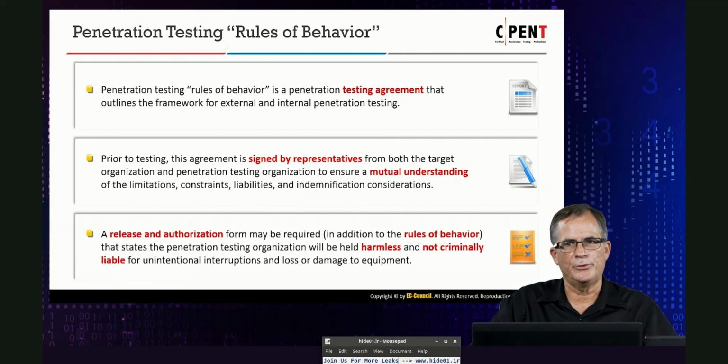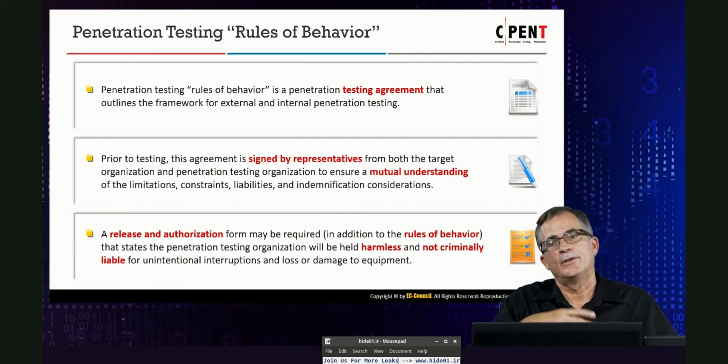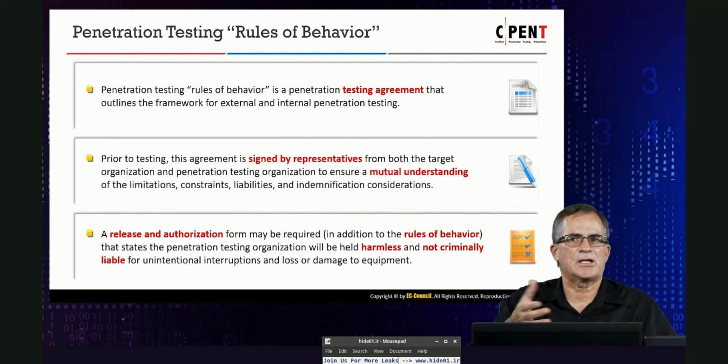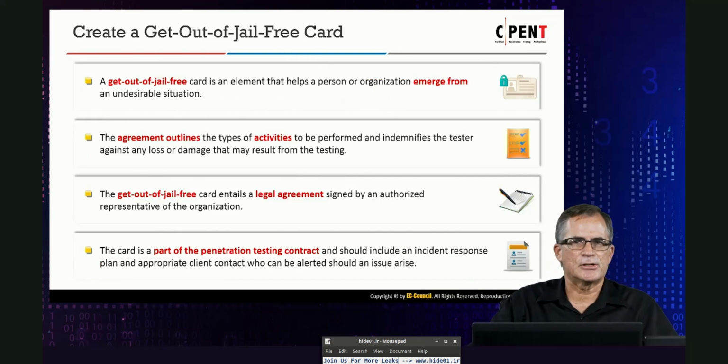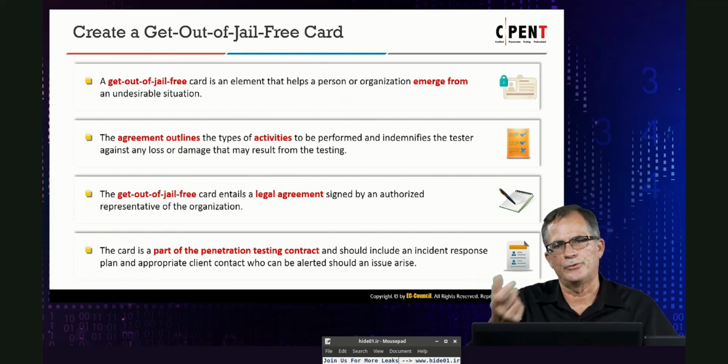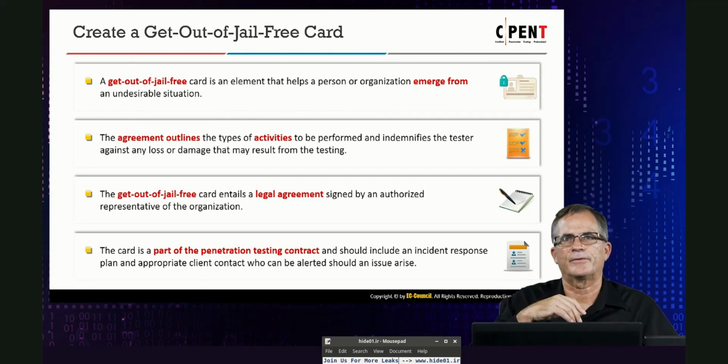Harmless and not criminally liable for unintentional interruptions or loss or damage to equipment. Remember, there's no guarantee that you're not going to break something. So since there's a chance you're going to break something, you want to make sure you're not liable when you break something. Your get out of jail free card is what we call it when you have your written authorization and permission, right? When somebody says something against you, you say, no, I had written authorization and permission to do what I did, therefore you can't do anything against me and prosecute and those types of things.